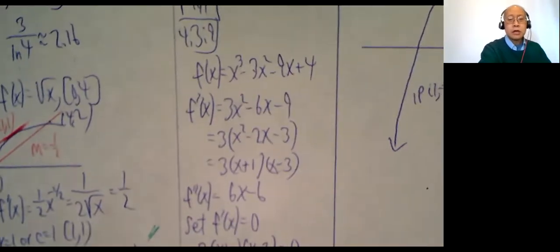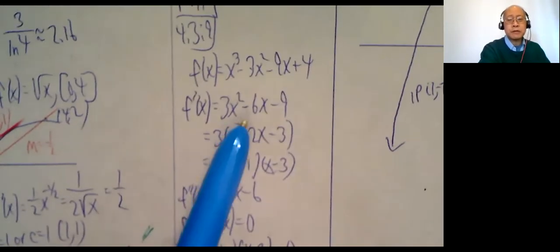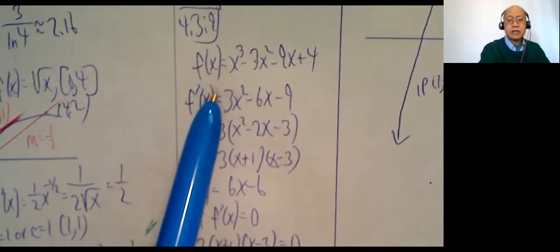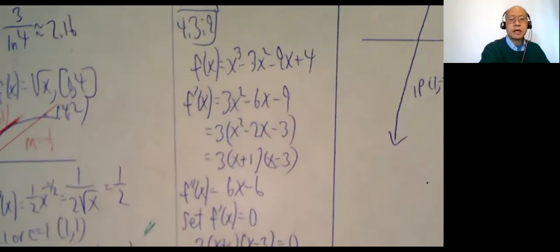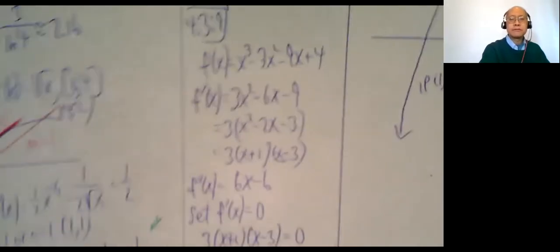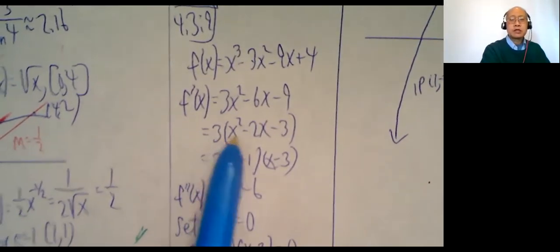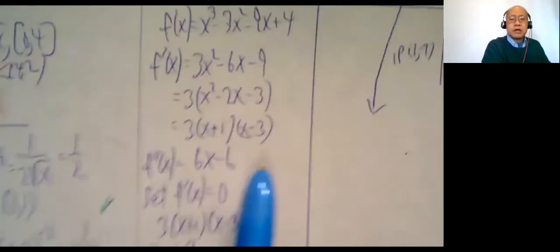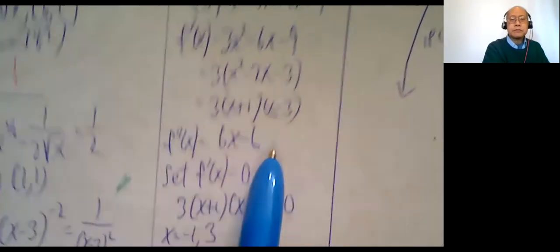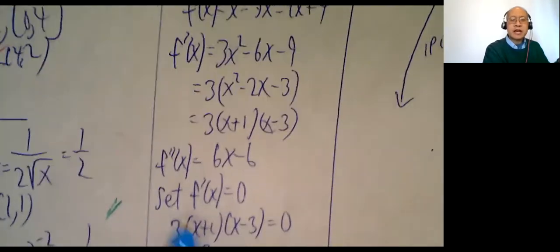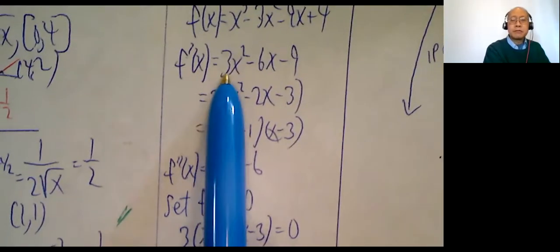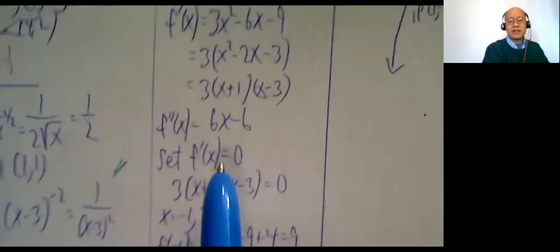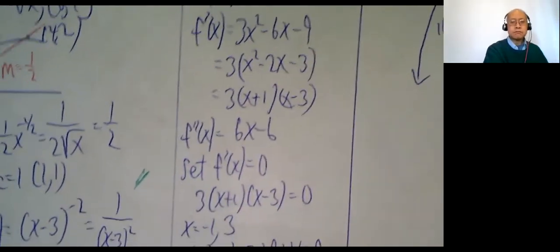So the normal thing you want to do for these kinds of problems is take two derivatives. Immediately take first and second derivative. So f prime of x is 3x squared minus 6x minus 9. And whenever you can factor, you should factor. So factor out a 3, x squared minus 2x minus 3, and that factors further into 3 times (x plus 1)(x minus 3). Immediately find the second derivative. So f double prime is 6x minus 6. And you don't really have to factor that. It's pretty easy to work with.